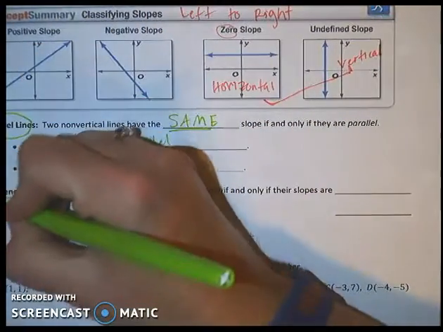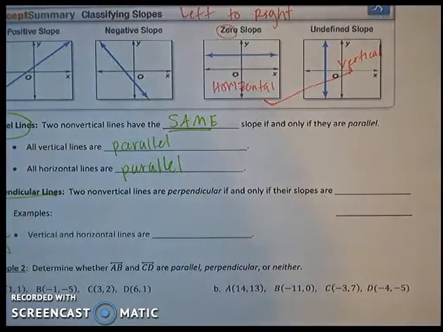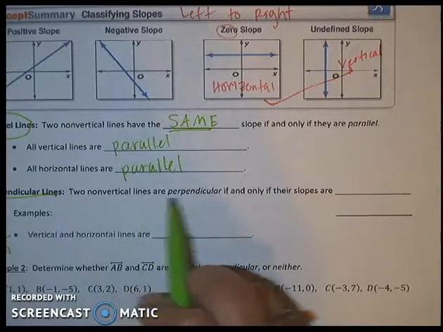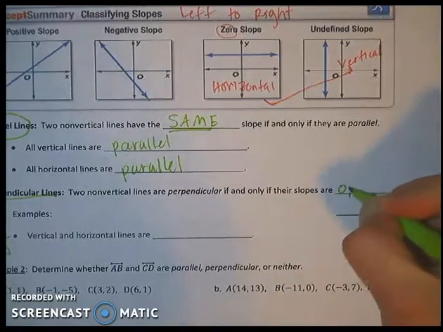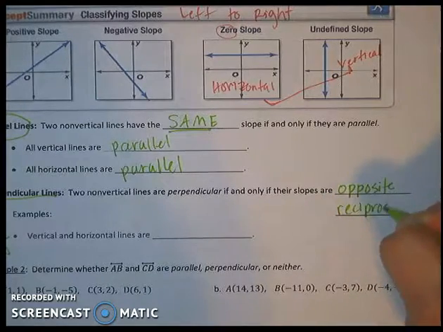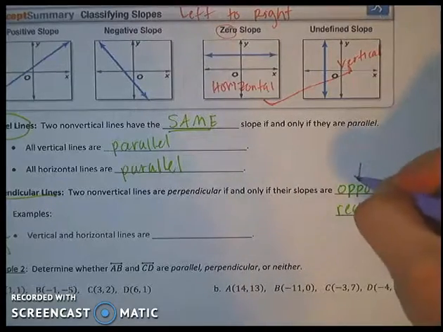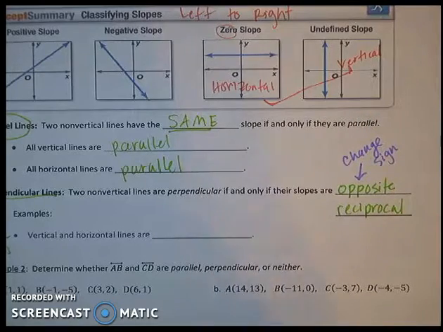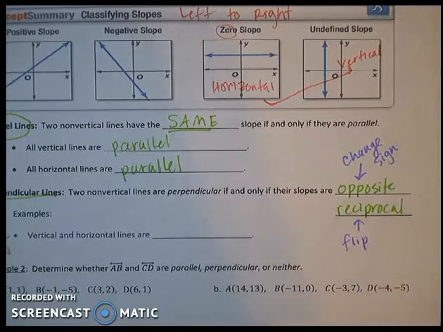Perpendicular lines, remember perpendicular means that they make a right angle. Two non-vertical lines are perpendicular if and only if their slopes are what we call opposite reciprocals. So what in the world does opposite mean? Opposite means change the sign. If it was positive, make it negative. If it was negative, make it positive. Reciprocal means you're going to flip it.